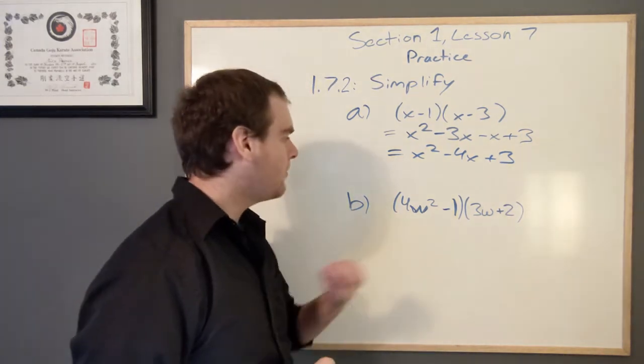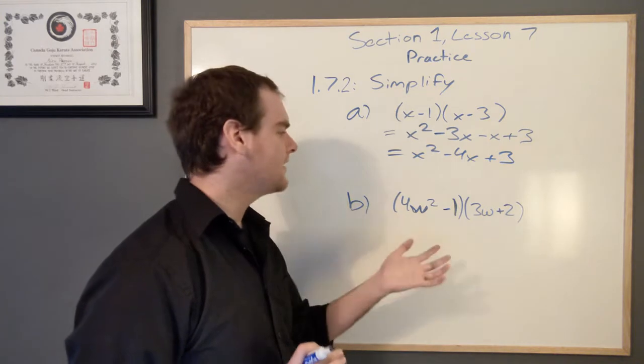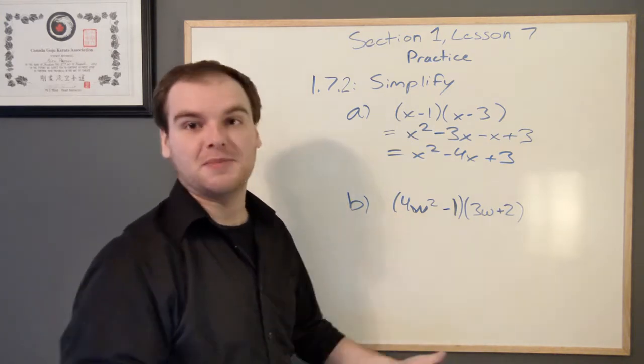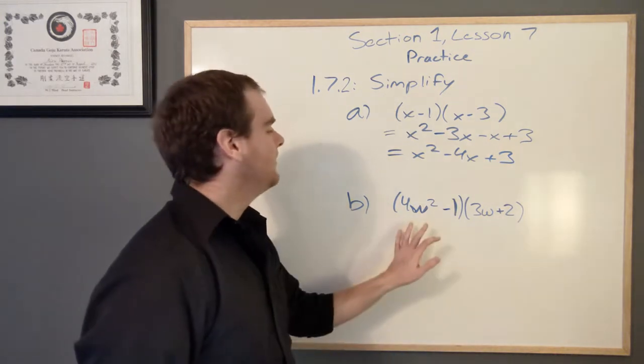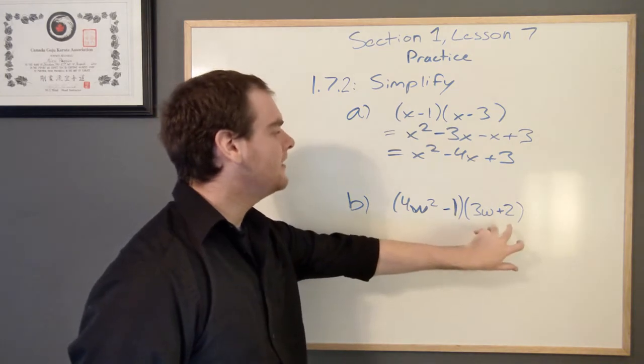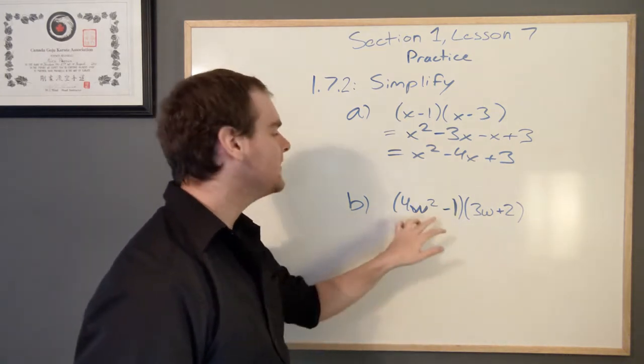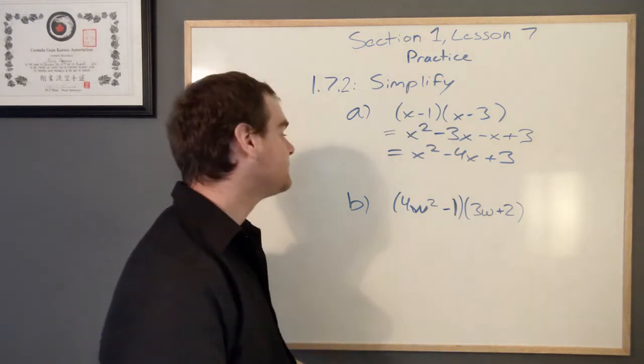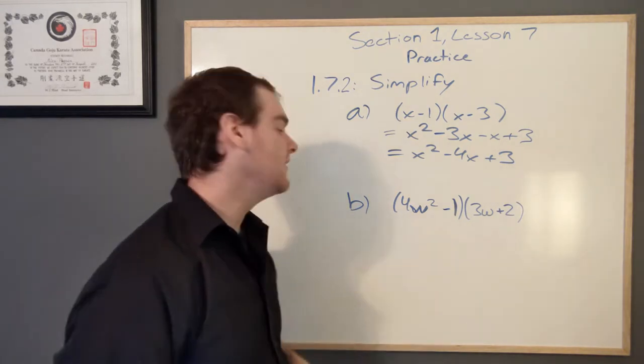On to the second problem. Now I've switched up the variable. We're not using x anymore, we're using w, just because I felt like it. And we also have a degree 1 binomial here, but this is a degree 2 binomial. So we're going to get a slightly different form in the end.